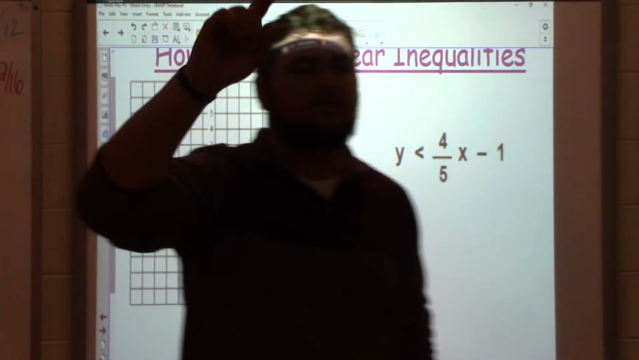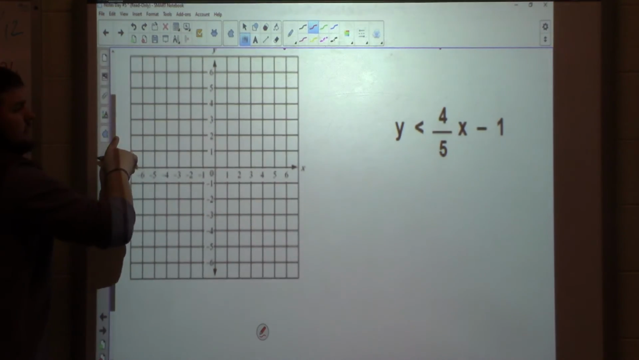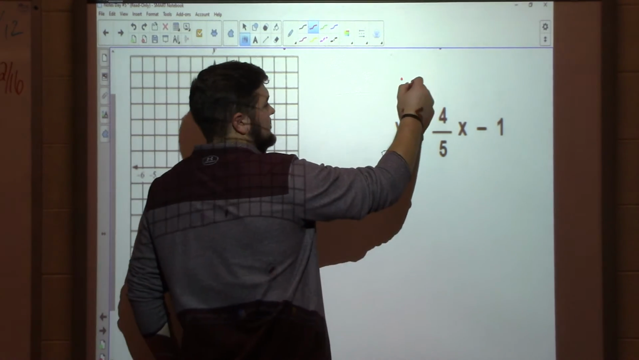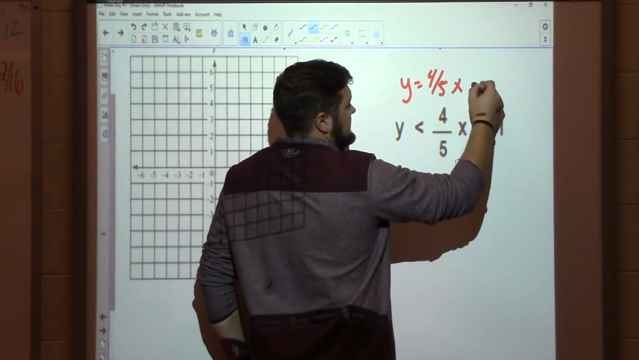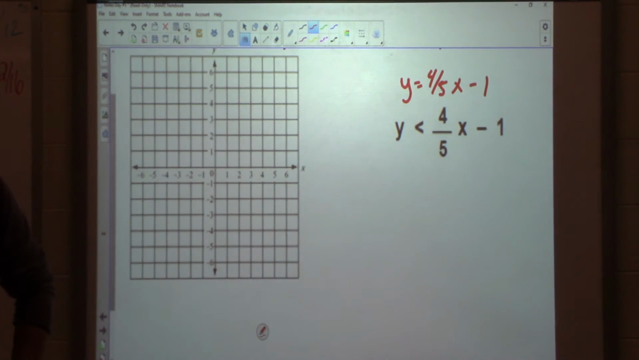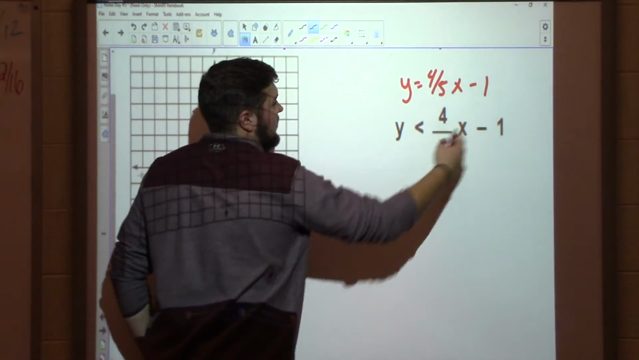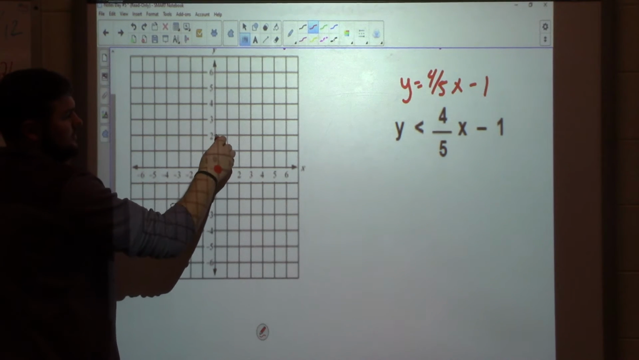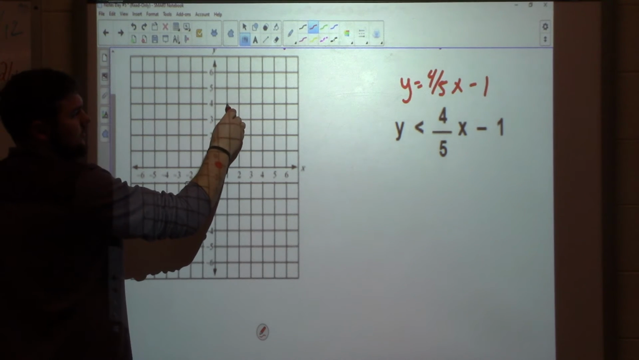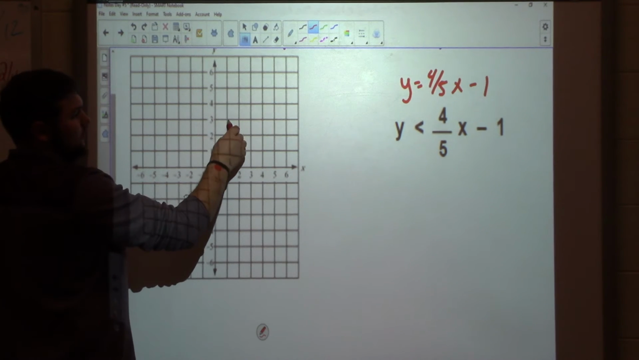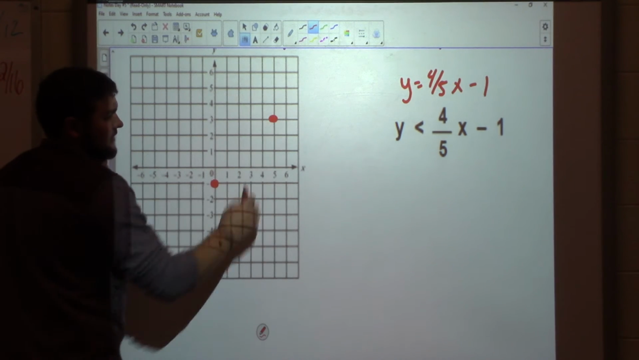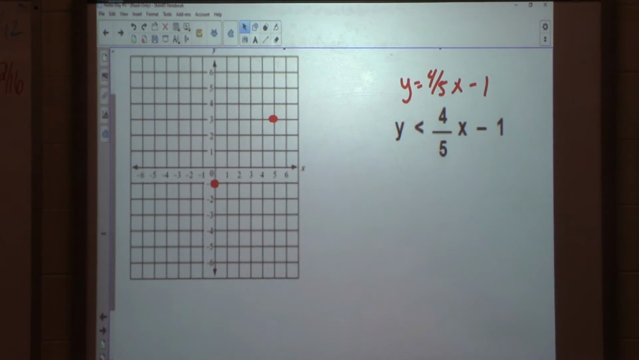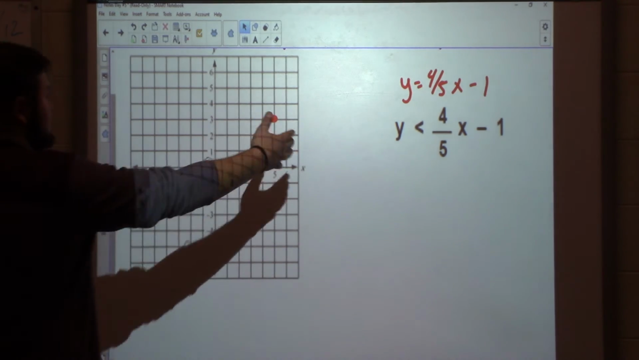Alright, so we're going to do one more of these, and then we're going to go to the back side. Alright, so y is less than 4/5 x minus 1. Graph it like it's an equation: y equals 4/5 x minus 1. Y-intercept at negative 1. Slope of 4/5, up 1, 2, 3, 4, over 1, 2, 3, 4, 5. Is this line going to be dashed or solid? Dashed again, it's just less than.